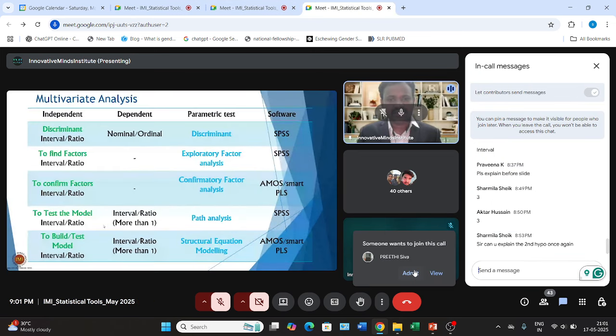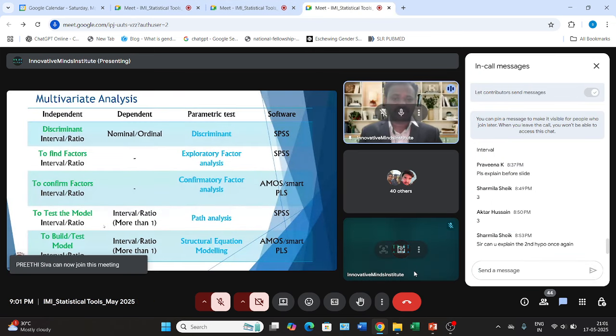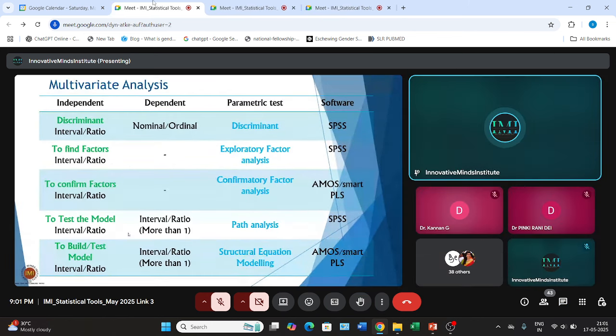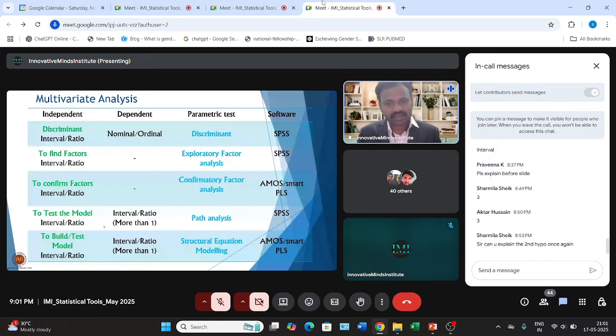Some people say that I have done the confirmatory factor analysis in SPSS. You cannot. If you want to confirm the factors, you have to run the confirmatory factor analysis. CFA, in many articles you have seen the word CFA. CFA can be done only using software like AMOS or Smart PLS.